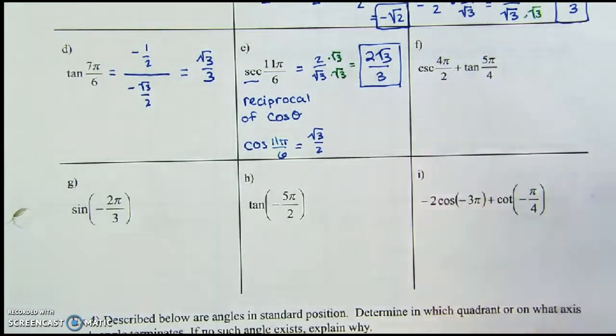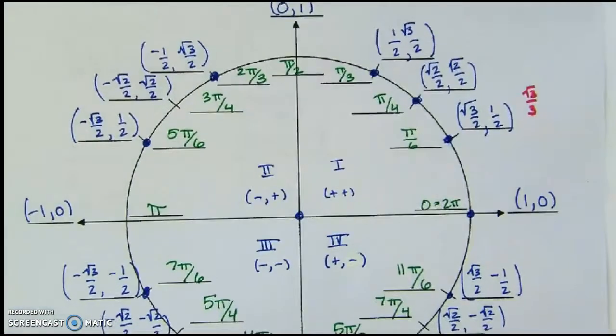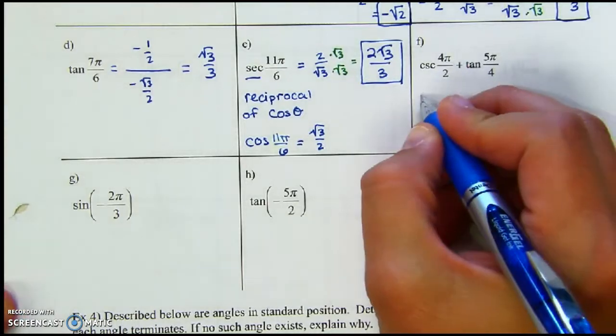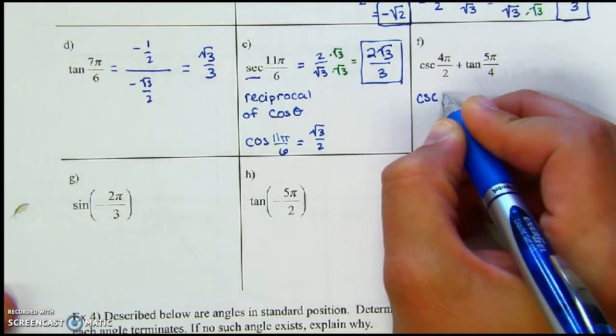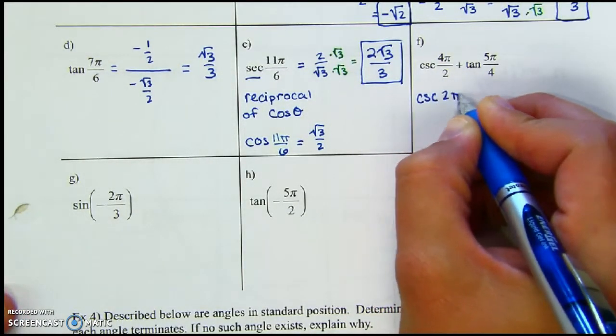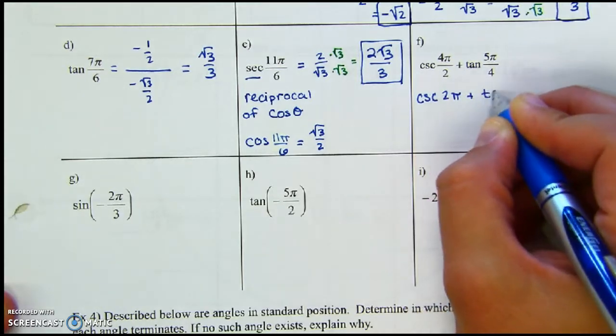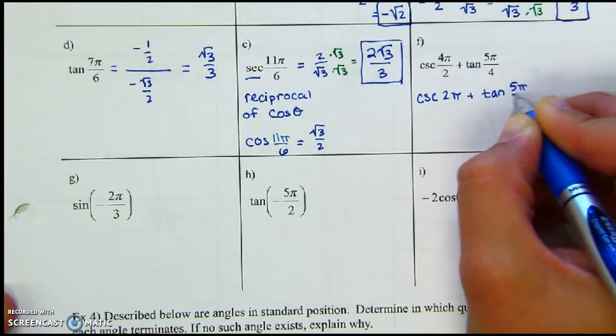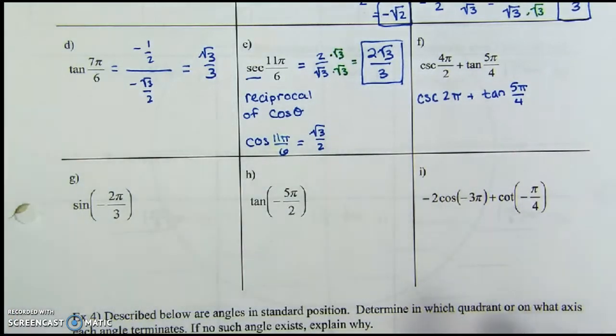4 pi over 2. Okay, you look on here. Do you see 4 pi over 2? No, because it can be reduced. So 4 pi over 2 is actually 2 pi plus the tangent at 5 pi over 4. So some of these take work, but what else have we got going on here?